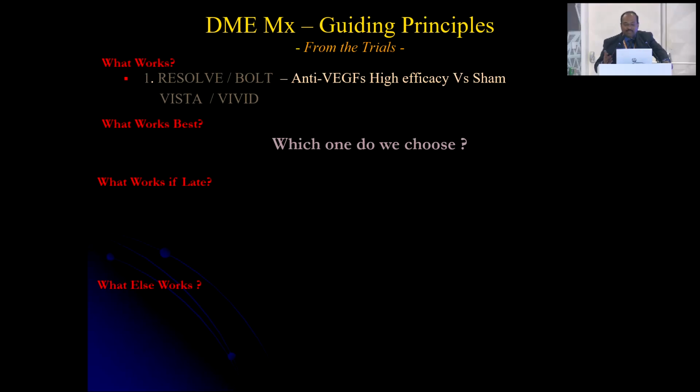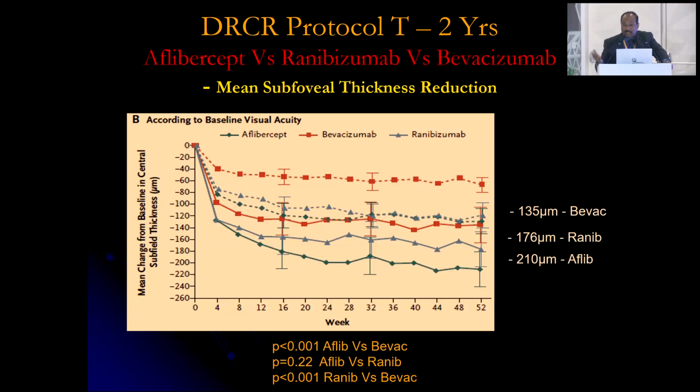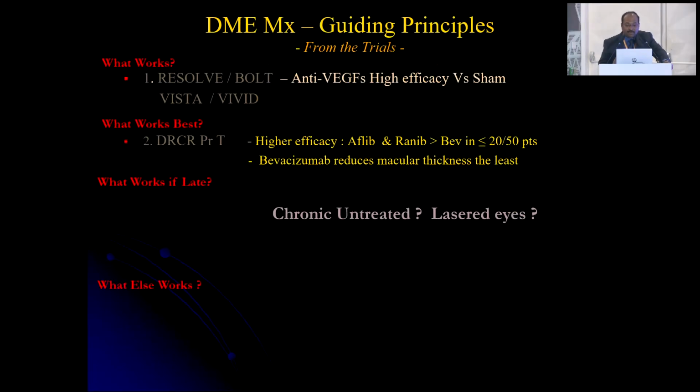So what works? A bunch of trials have unequivocally shown that anti-VEGF has high efficacy versus sham. What works best? This DRCR Protocol T looked at the three main protagonists, aflibercept, ranibizumab, bevacizumab, and they showed clearly that aflibercept and ranibizumab had a clear edge over bevacizumab in terms of acuity improvement, and aflibercept slightly better than ranibizumab at 2 years, and even so with macular edema reduction. So clearly, the two takeaways from this are higher efficacy for aflibercept and ranibizumab over bevacizumab in patients with acuity less than or equal to 20/50, which is like 6/12.